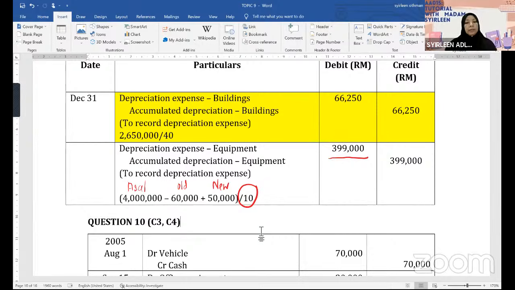Alright, so that is for number 9. Okay, so we go to number 10.